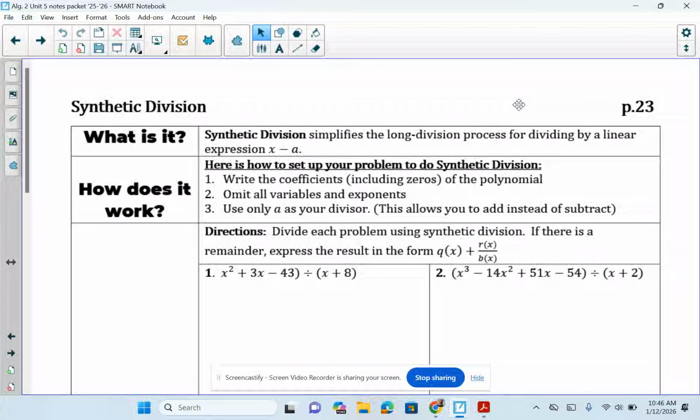Okay, let's take a look at synthetic division. Like I said a little bit ago, synthetic division simplifies the long division process for dividing by a linear expression. So you have to divide by a linear expression, x minus something or x plus something. You can't use synthetic division unless it's linear.